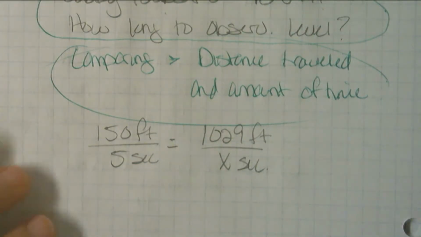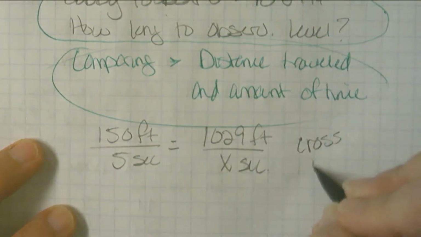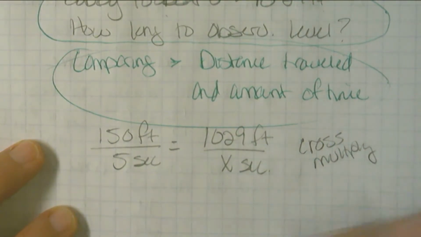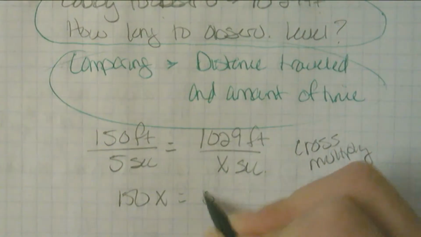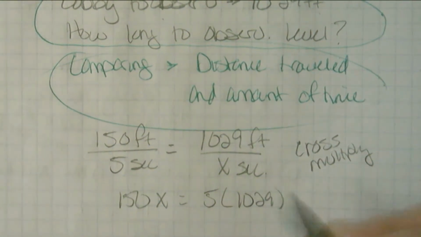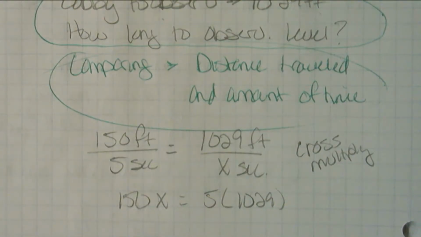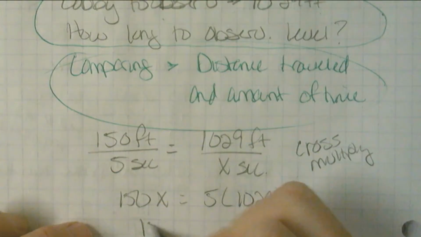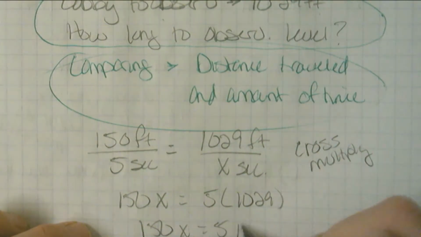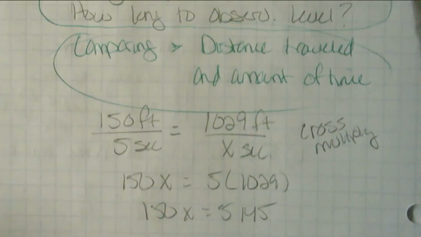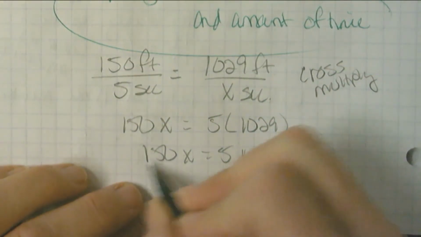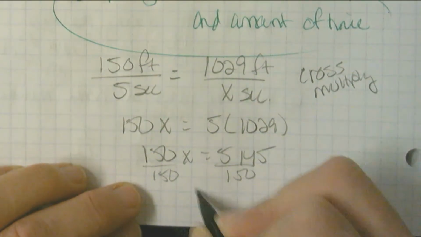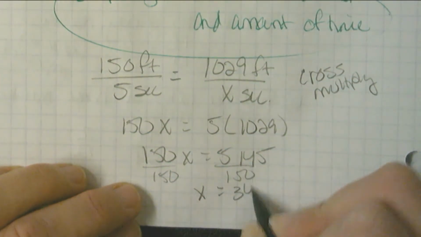L? Absolutely. We're always going to cross multiply. All right, this is when you thank God that you have a calculator. All right, so if I multiply 1029 times 5, I end up with 150x is equal to 5,145. I'm going to divide that by 150, and I believe x is going to be equal to 34.3.